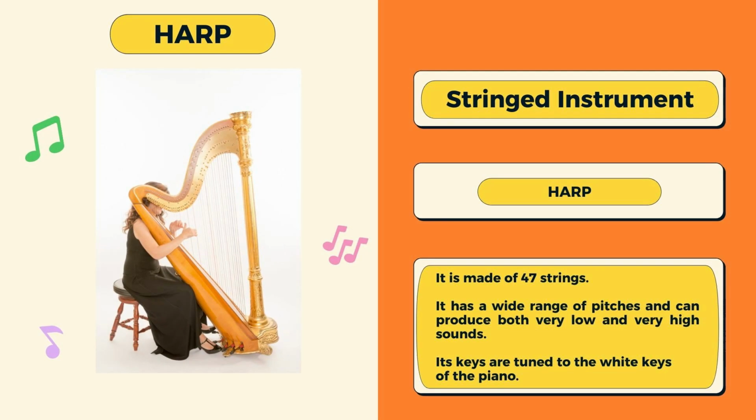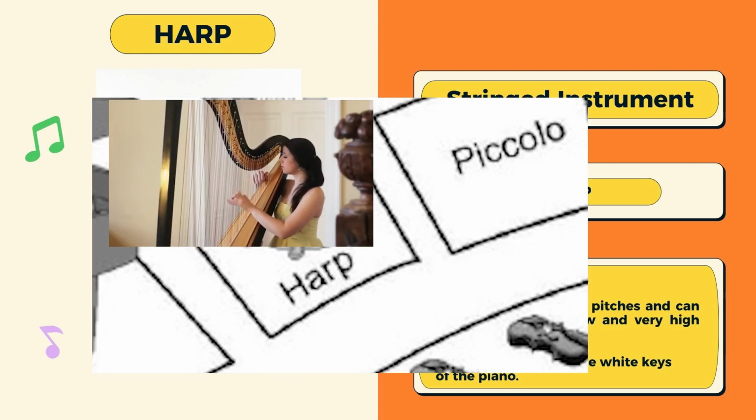Harp. It is made of 47 strings. It has a wide range of pitches and can produce both very low and very high sounds. Its keys are tuned to the white keys of the piano.